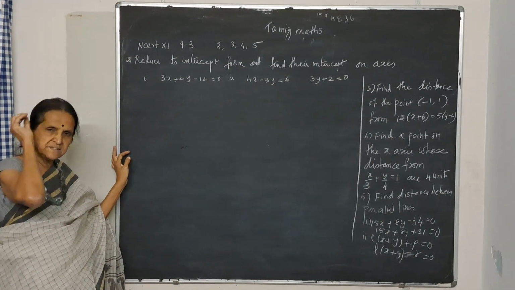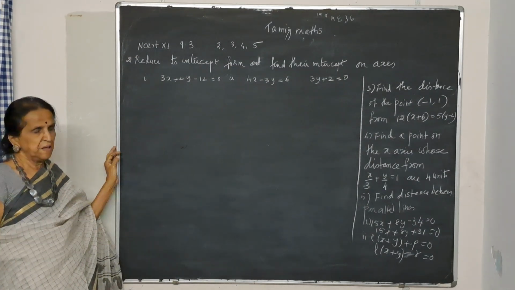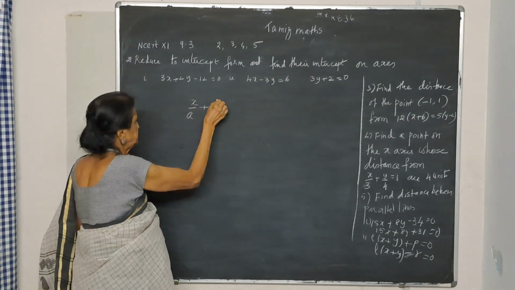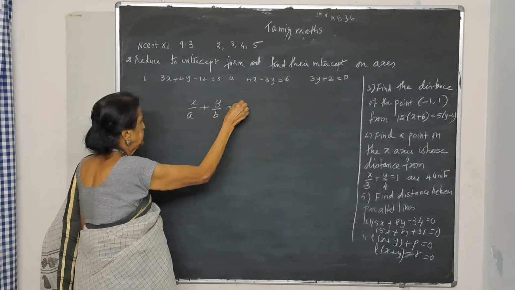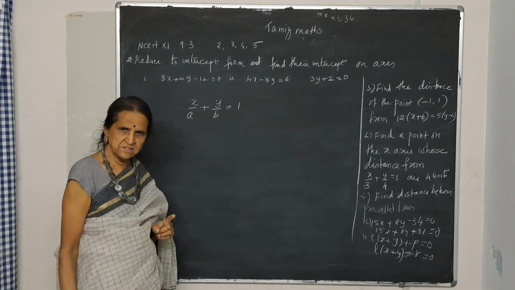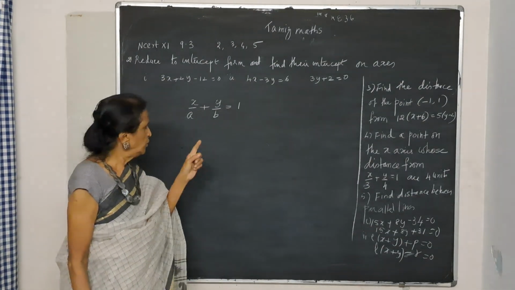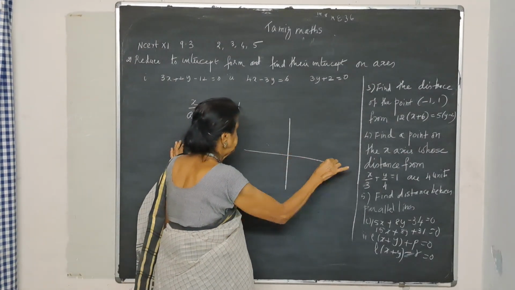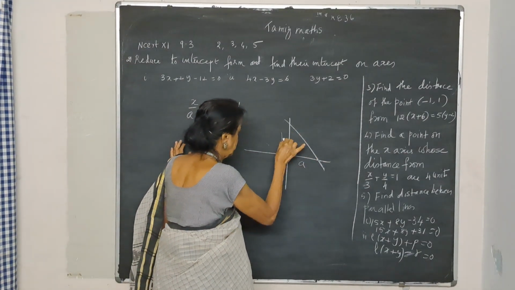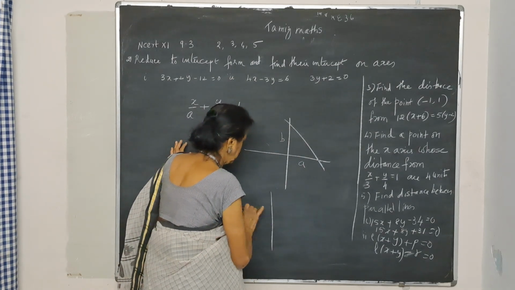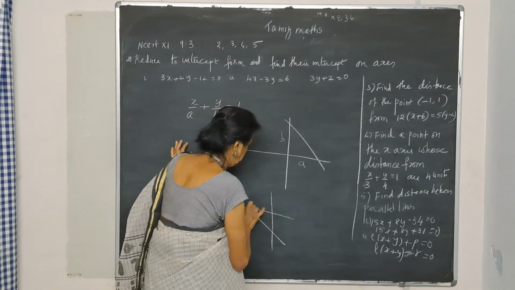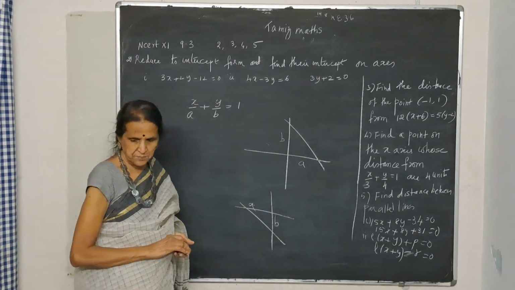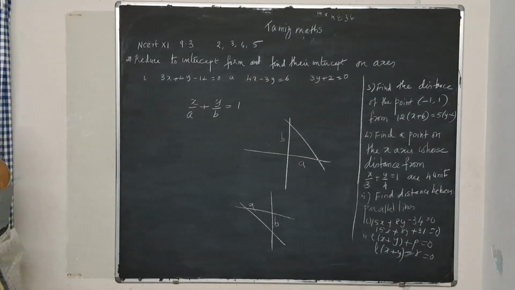Intercept form means x-intercept and y-intercept. The standard intercept form of a line is x by a plus y by b equal to 1, where a will be the x-intercept and b will be the y-intercept. It can be in any pattern. So this is the x-intercept and that will be the y-intercept. That's called the intercept form of the line.